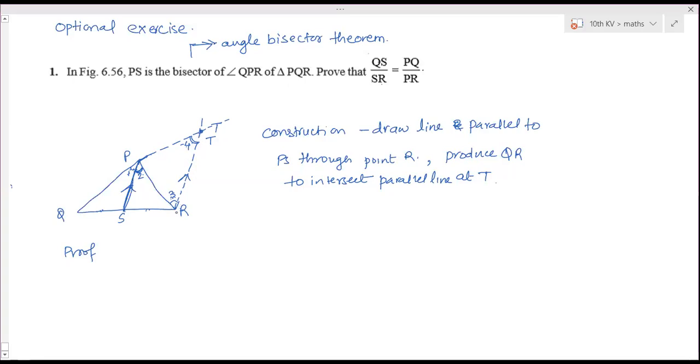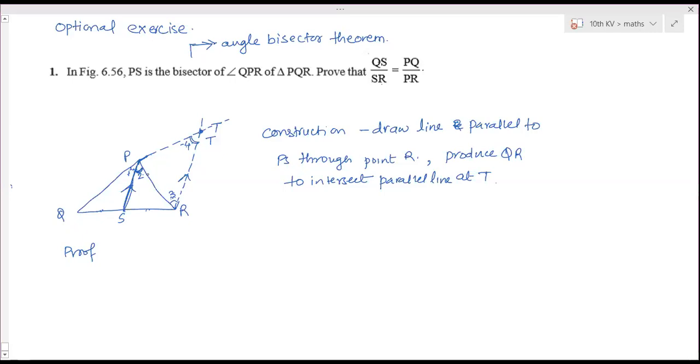Then can we use BPT? QS by SR is equal to QP by PT. Now we have shown PT is equal to PR. So replace that one. So PQ by PR. That's the proof. Ma'am, could you repeat the last step?